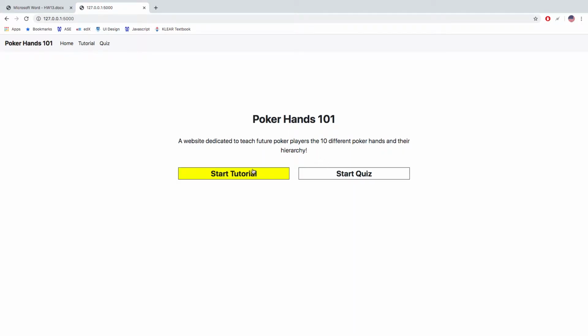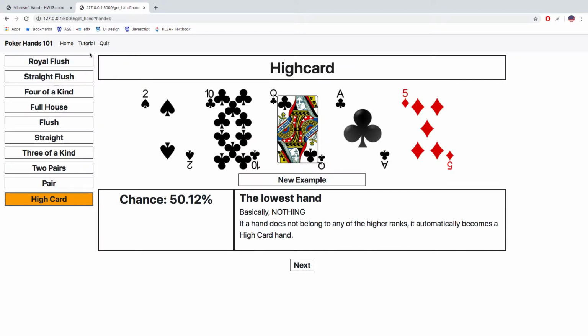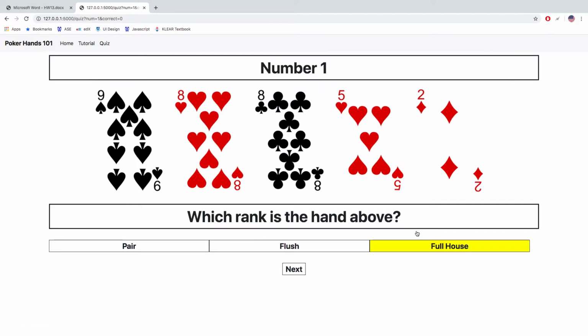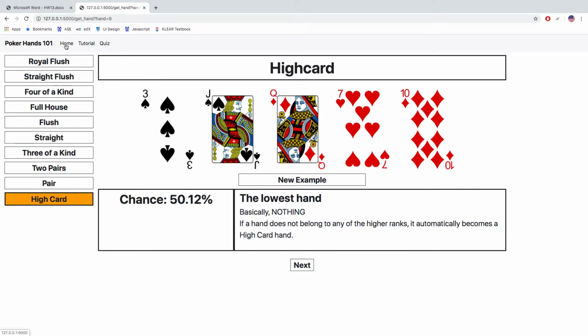I have two options of doing: start tutorial and start quiz. I have no idea what the poker hands are, so I'm gonna go to start tutorial. And also this nav bar at the top must do the same thing, as in this home button should take me back, okay, home screen. Tutorial should take, okay, and the quiz, okay. So tutorial.